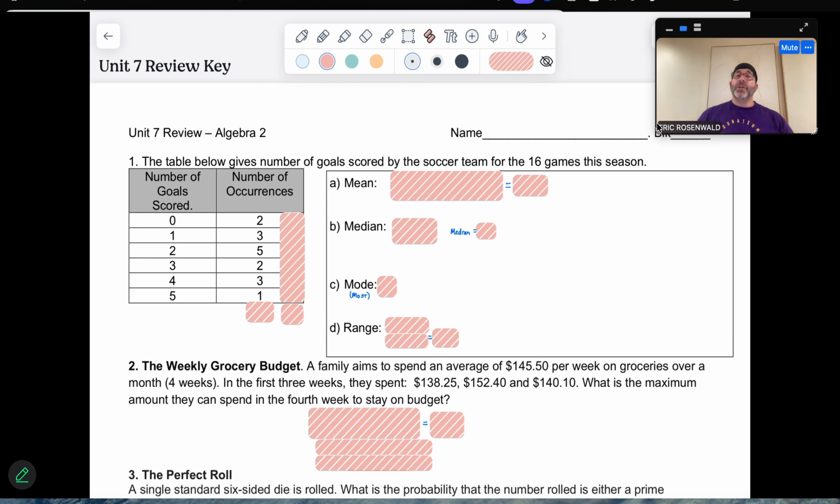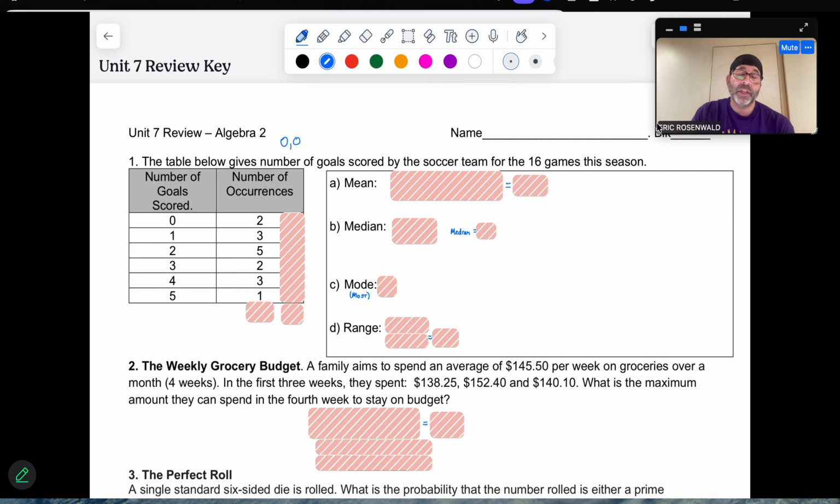So the first thing we're going to be talking about here is the mean, median, mode, and range, also known as measures of central tendency. In example number one, we're looking at a number of goals that have been scored, and it's given us how many times each occurs. So 0 goals were scored 2 separate times.